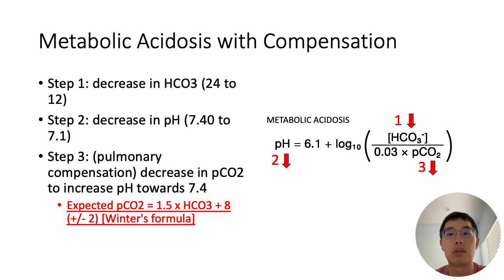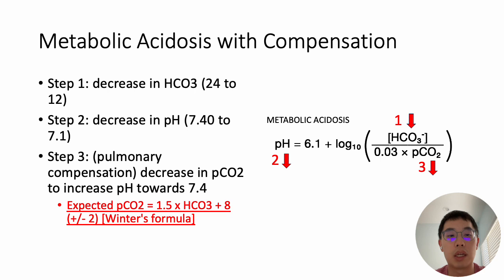Let's see how this works through the Henderson-Hasselbalch equation. In our first step, our bicarbonate levels are decreased, for example from 24 to 12 in the setting of a metabolic acidosis. As you can see, the Henderson-Hasselbalch equation response is for the pH to decrease from 7.4 to 7.1. Our lungs try to bring the pH back up by increasing our ventilation. That results in a drop in our PCO2.